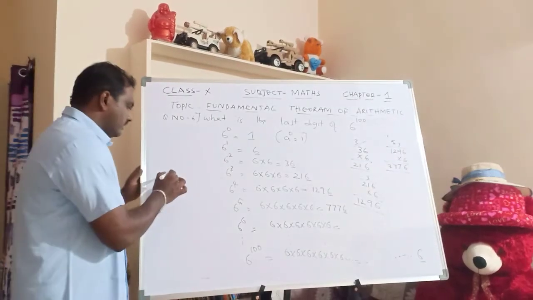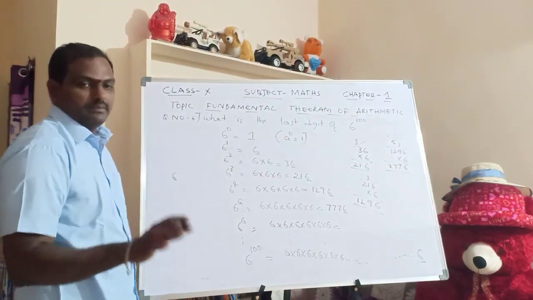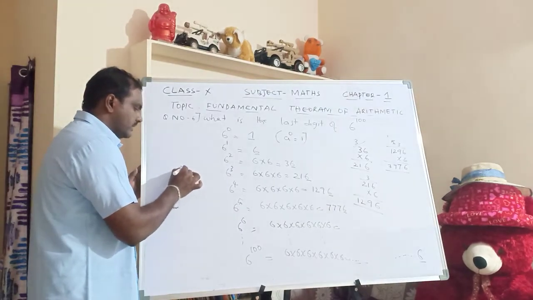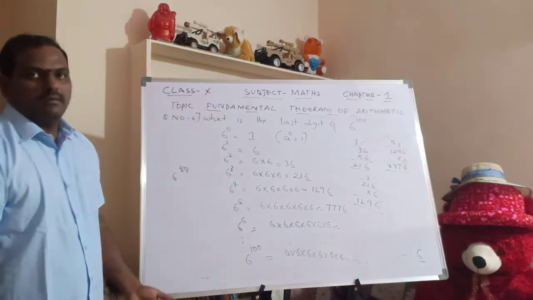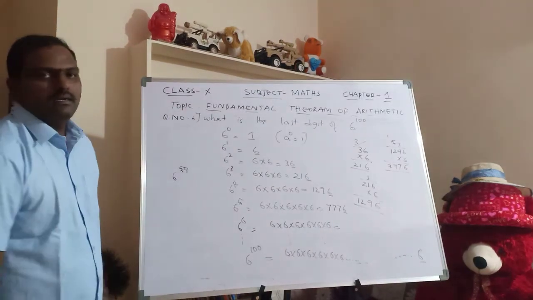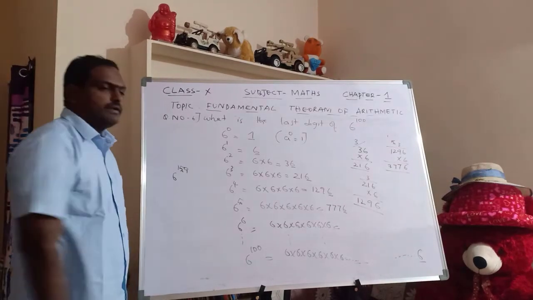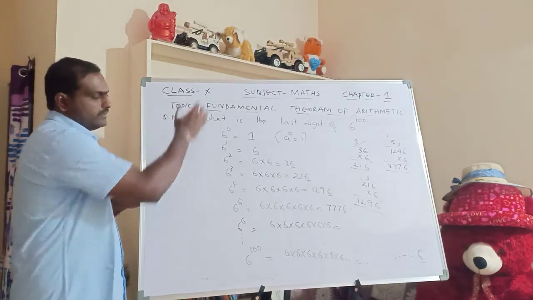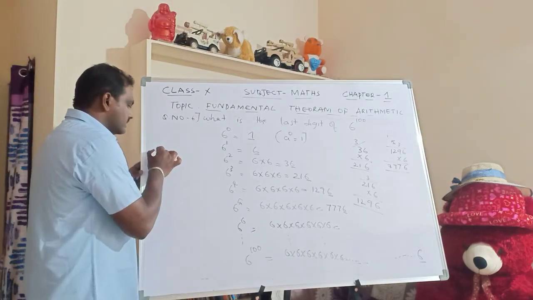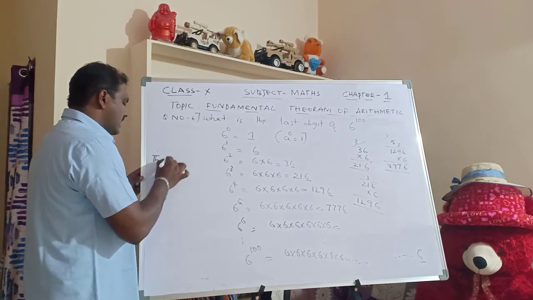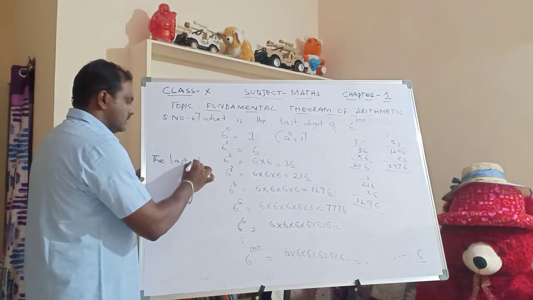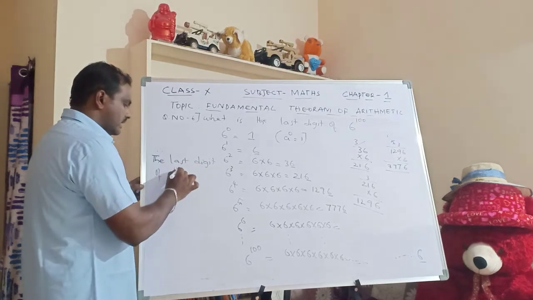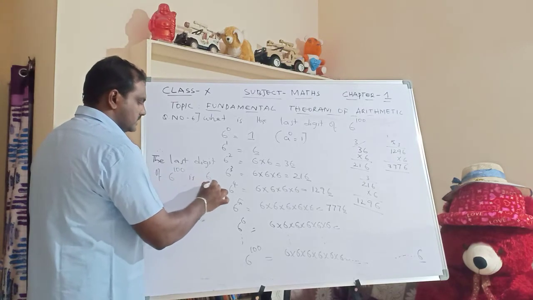Now the question is, what is the last digit? I am not asking the value. Value means a very big number. What is the last digit of 6 power 59? What is the answer? 6. What is the last digit of 6 power 159? 6 only. Right? So basing on the pattern, we can get the conclusion that the last digit of 6 power 100 is 6. That is the answer.